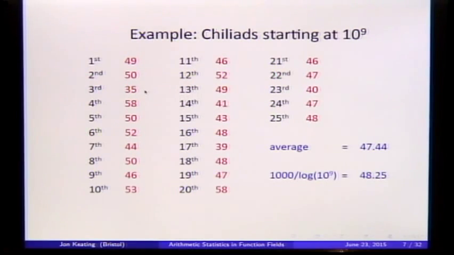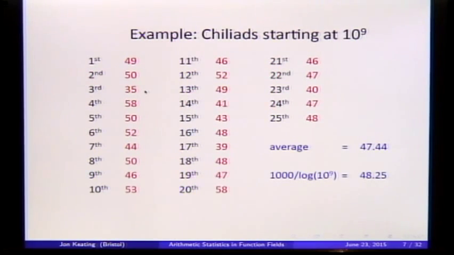Well, here's some data that I produced recently. This is chiliads starting at 10 to the 9. So in the first chiliad, that is the first 1,000 integers after 10 to the 9, there are 49 primes. In the second, there are 50. In the third, there are 35. These are the fluctuations that Gauss was referring to. And so if you average over all these numbers, you get 47.44. And on the prime number theorem, that is the logarithmic density, you'd expect about 48. So this confirms Gauss's observation of the logarithmic decrease in the density of the primes.